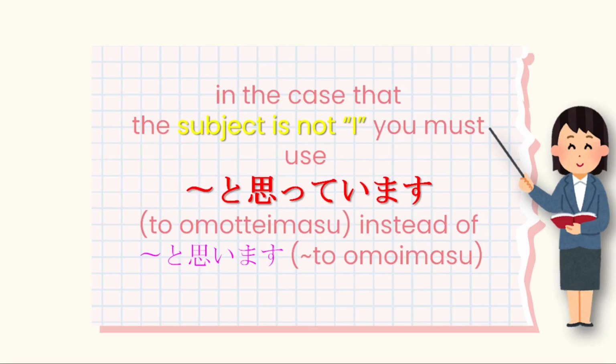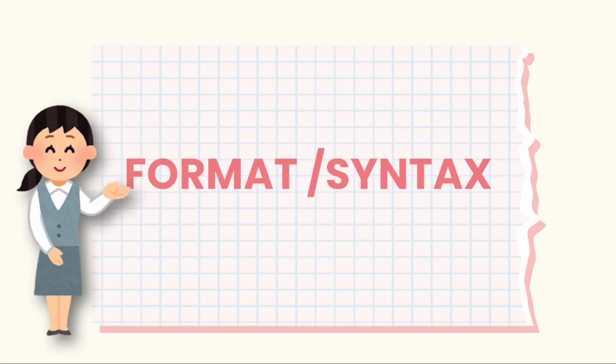思っています. Okay? So again, to just tell you in bullet points, when you are the subject, と思います. When somebody else thinks something and you're just guessing it, it's と思っています. Okay? So keep this in mind. At the end of this lesson there will be a quiz, and you have to recall this point. Okay, let us look at the format or syntax, whatever you call it, for this type of grammar.